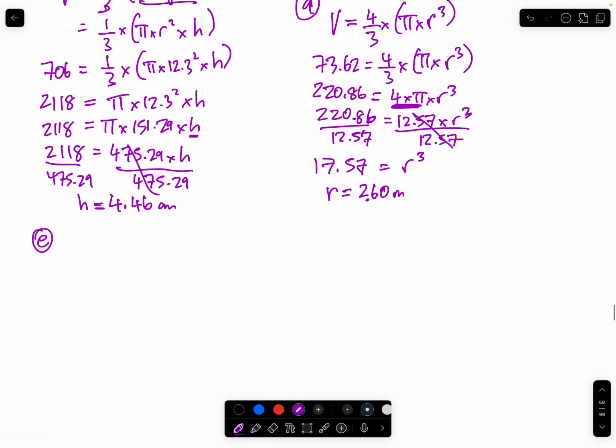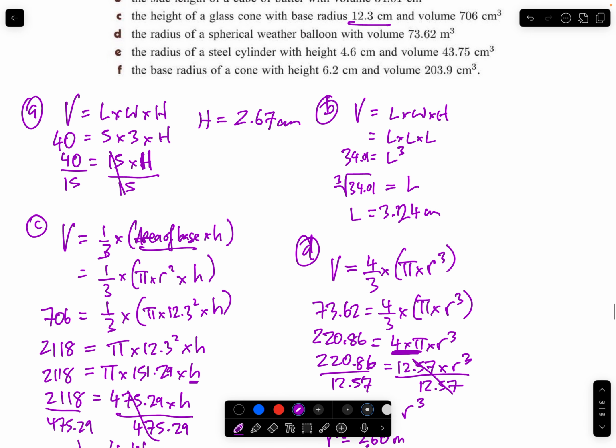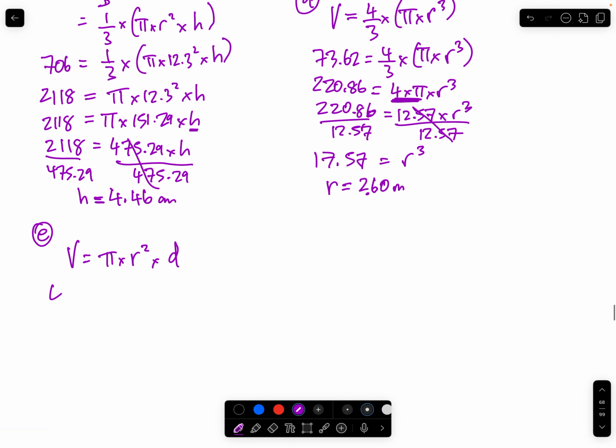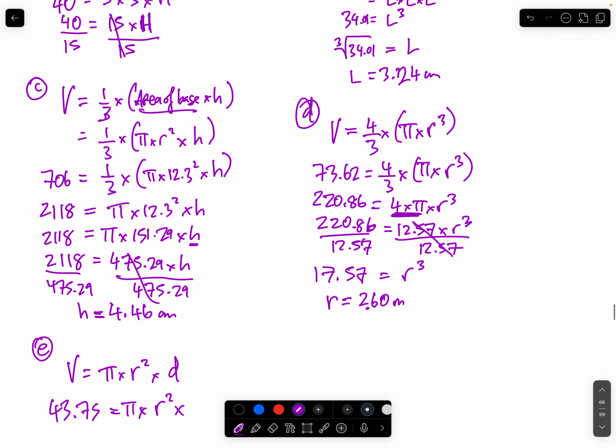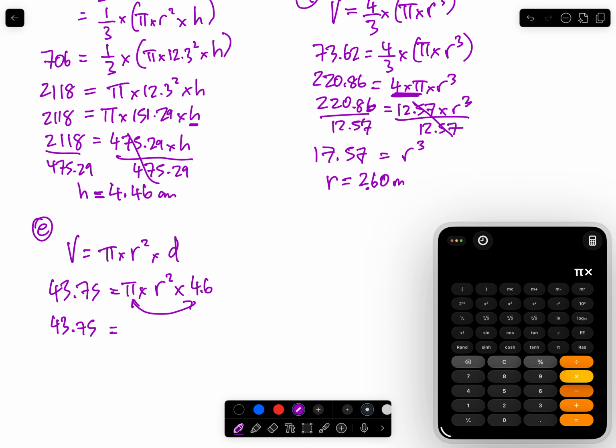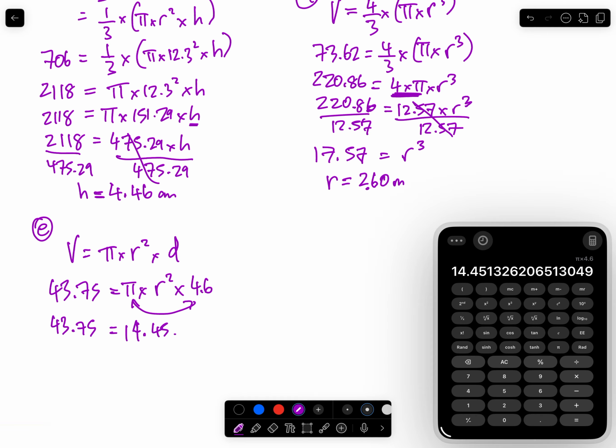Volume of a cylinder is equal to the area of the end, which is a circle, pi times radius squared, times by the depth of it, or otherwise known as the height of the cylinder. The radius of the steel cylinder, it's got a height of 4.6. The volume is 43.75, so V, 43.75 equals pi times by, we don't know the radius, but we know the depth or the height is 4.6. We can times those out because the order of multiplication doesn't matter. Pi times by 4.6 is 14.45 times by radius squared.